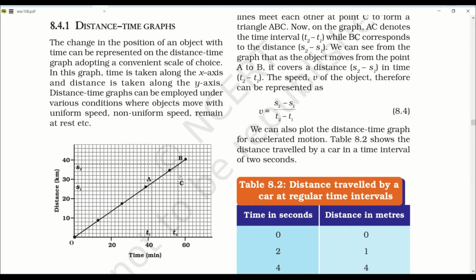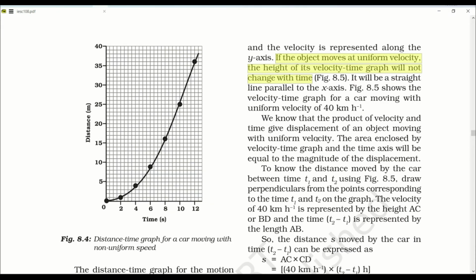You found the speed of the car. To know the speed of the car, you needed to find the ratio of the distance traveled and the time taken. So at that moment you found the speed of the car, but here if you want to find the distance traveled or the displacement covered by the car, that should be the area covered by the car. Okay, we know that the product of velocity and time gives displacement of an object moving with uniform velocity.